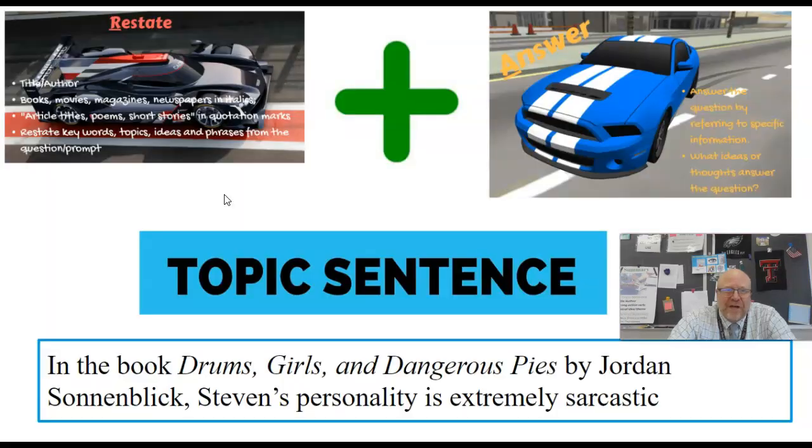All right, so what do I do with this? I have to create a topic sentence: restate plus answer. So here's my topic sentence. In the book Drums, Girls, and Dangerous Pie by Jordan Sonnenblick, Stephen's personality is extremely sarcastic. In the book Drums, Girls, and Dangerous Pie by Jordan Sonnenblick, Stephen's personality is, there's my restatement of the question. My answer: he's extremely sarcastic. Topic sentence done. So restate and answer with the title and author. We got our first sentence.